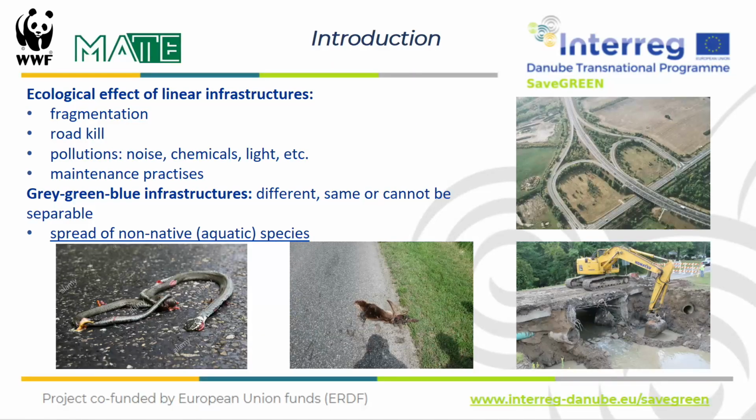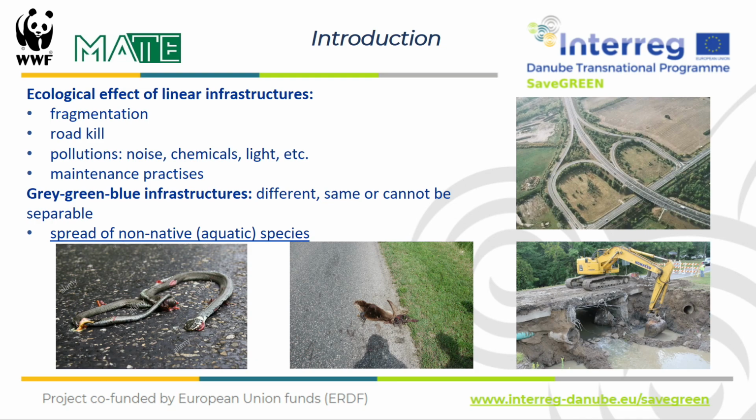When we talk about the negative effects of linear infrastructure, fragmentation, roadkill, pollution, most of the time we say nothing about the real effect of the different linear infrastructure elements on natural aquatic habitats. This is quite an interesting situation where we mix terrestrial, semi-aquatic and aquatic habitat structure, so we cannot separate the green, blue and grey infrastructure.